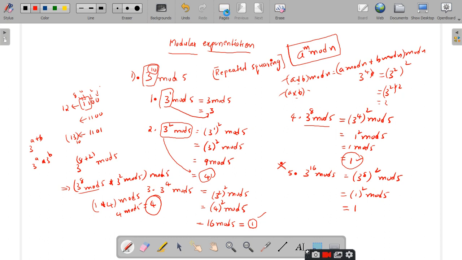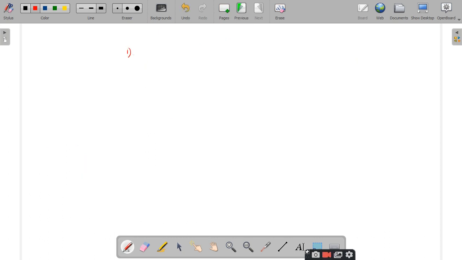Yes, sir. So what is the value of 3 power 200 mod 50? 3 power 200 is a very large number, right? Even the computer or the calculator cannot calculate it. It will simply say stack overflow. So for this we have the repeated squaring method, where I have to first find 3 power 1 mod 50.